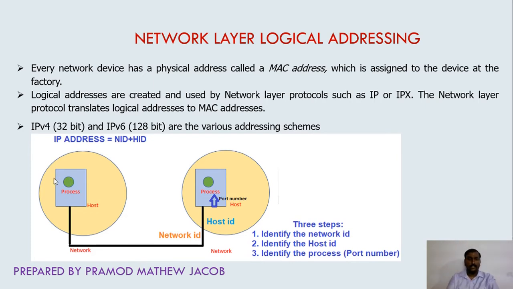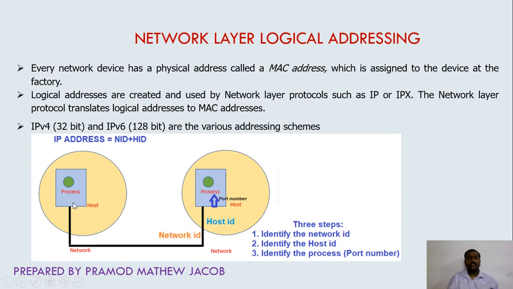What will happen here is, first our process should identify to which network this Google server belongs, and inside that network which is the host ID of that particular Google server, and inside that Google server which is the process that is requested. So we have to first identify the network to which the particular process belongs. After that, it should identify the host or the server, and after that it should identify the process. For identifying the process, we have to use port number. There is a different port number for different processes.